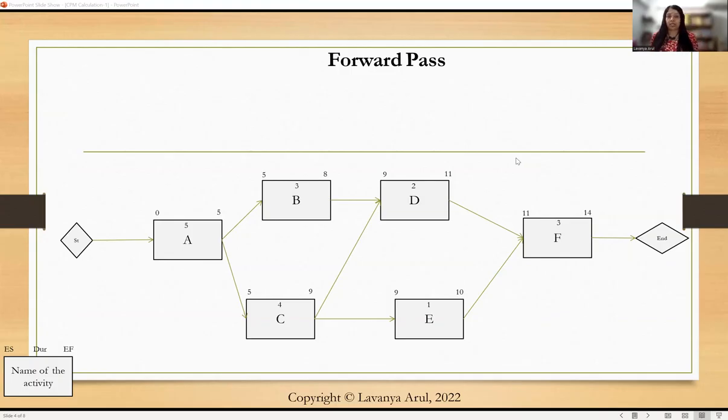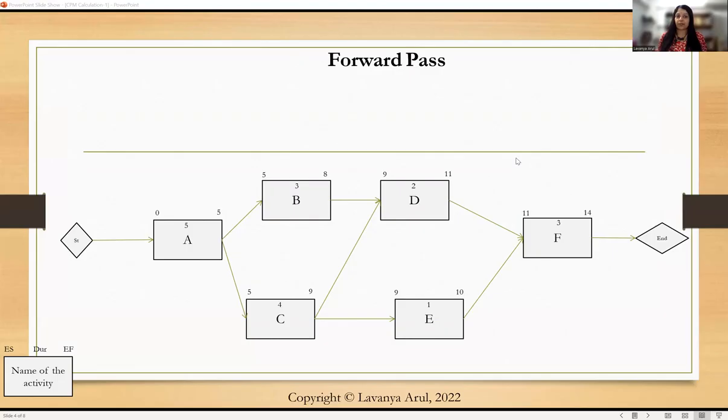Now look at the activity D. We already said B and C must be complete before we start with D. B can finish only on the 8th, C can finish on the 9th. So eventually, we have to wait until the 9th in order to start the activity D. That is why D starts on the 9th. Whenever you have multiple activities converging, always look for the highest value in the early finish and pick up that value as the early start for the successor activity. Since D takes 2 days, 9 plus 2 is 11.